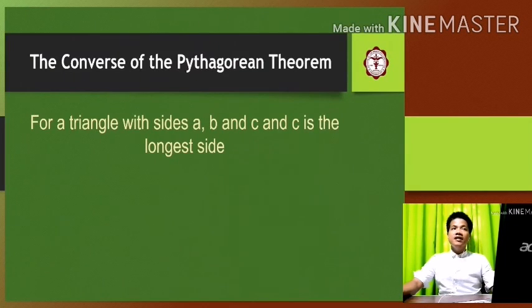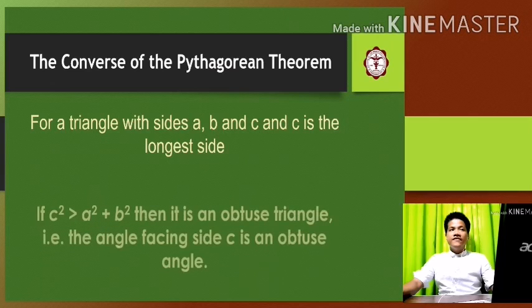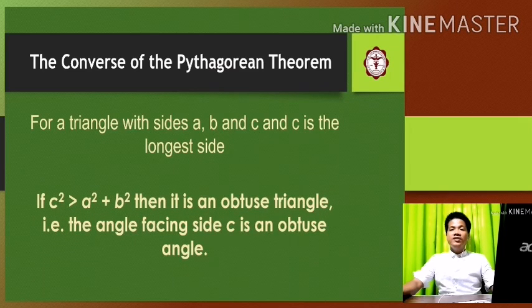For a triangle with sides a, b, and c, where c is the longest side, if c squared is greater than a squared plus b squared, then it is an obtuse triangle, meaning to say that the angle facing side c is an obtuse angle.